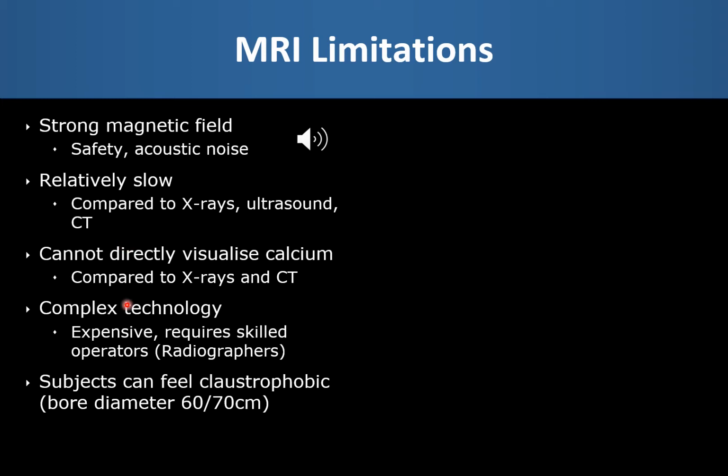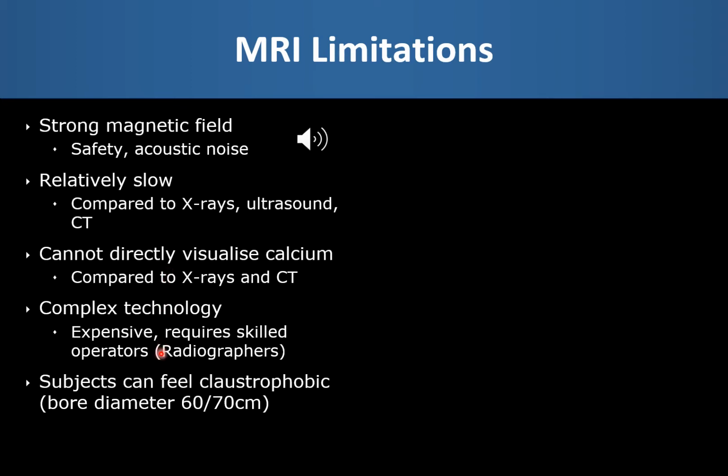Standard MRI sequences cannot visualize cortical bone. Hence, X-ray CT is still the method of choice for trauma imaging due to its speed and its ability to visualize cortical bone.